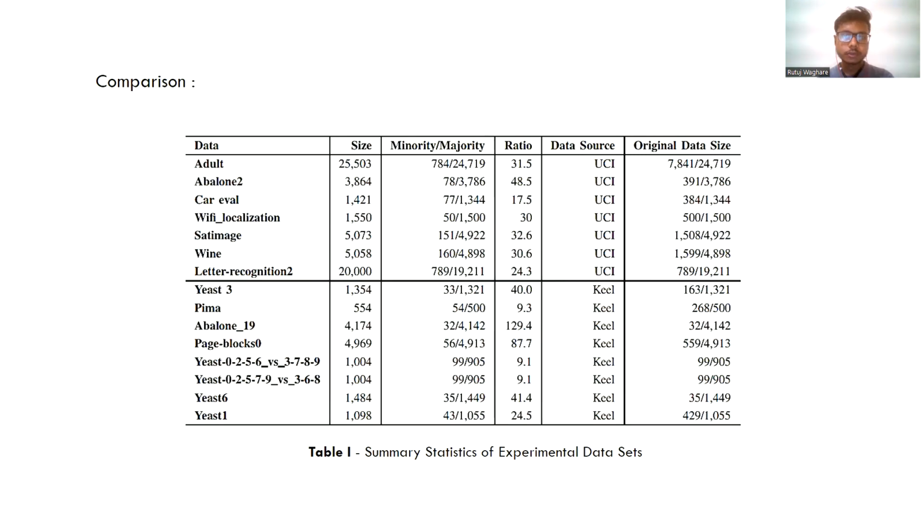In the previous section, we discussed performance measures like precision, recall, F-score, and ROC. In this section, we will talk about the comparison of class imbalance methods. For comparing the class imbalance methods, we are considering the results proposed by one research paper. The test is performed on 15 datasets. As you can see in the table, it consists of size, majority and minority class data, the ratio between them, data source, and original data size.